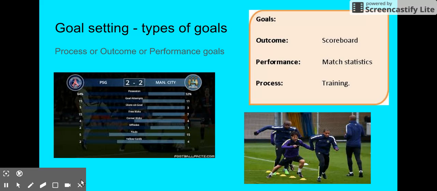The performance goals are the specific standard to be achieved. They're about the personal standards and help view progress of other goals, etc. So these can be goals such as we must have 50% more possession than we did in our last match, or something like that. It's all the match statistics.